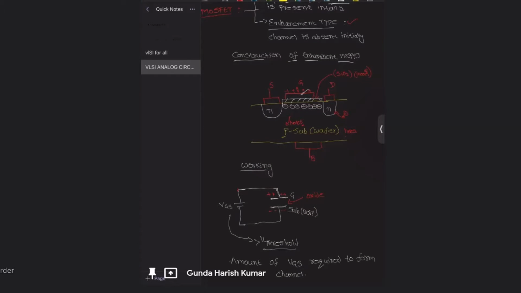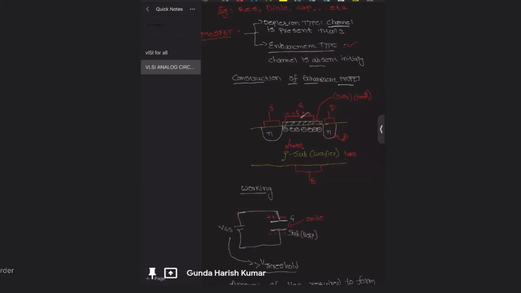So as VGS increases and reaches the threshold voltage, a channel is formed between source and drain. So now there is a path from drain to source. Before, there is no path. This channel is absent initially. This is what I mean. Until you apply a voltage at the gate, there is no channel for the flow of current.